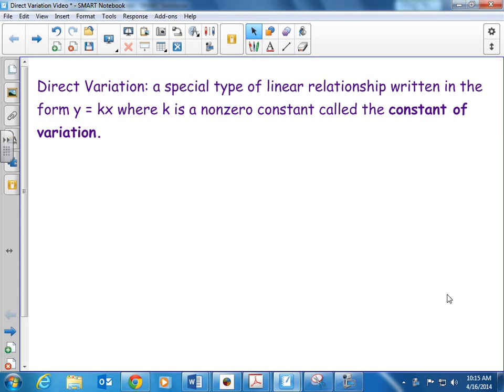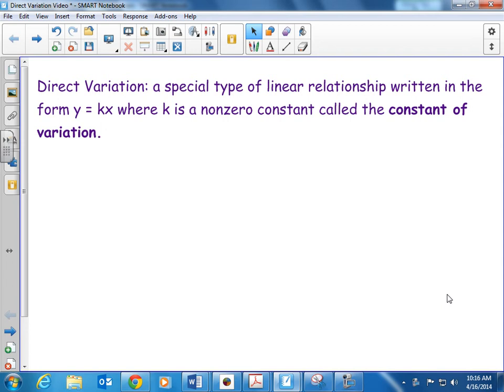All right, guys, we are going to do a really quick video today over direct variation. Direct variation is a special type of linear relationship. So remember, think back a while ago when we studied linear relationships, y equals mx plus b. This is a special type of linear relationship in which the equation is y equals kx.